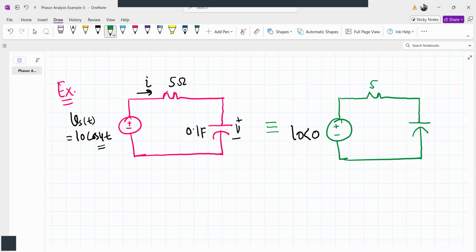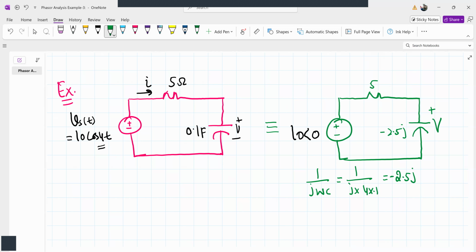Now, what is the value of the capacitor? The capacitor will be replaced by 1 by j omega C. If you find this value, 1 divided by j omega is how much? 4 here multiplied by 0.1. So this will be 1 by 0.4 j. 1 by j is simply minus j. So it will be minus 2.5 j. Okay. So the impedance offered by the capacitor is minus 2.5 j.